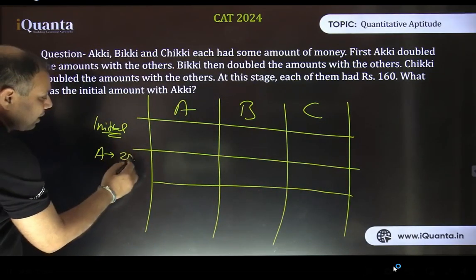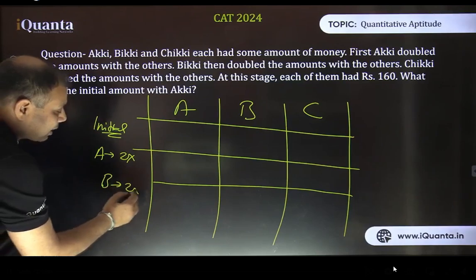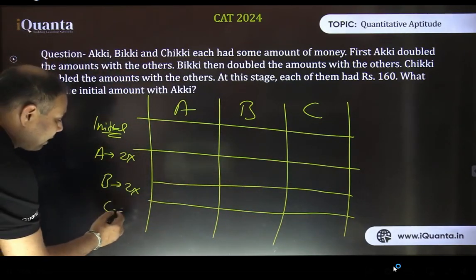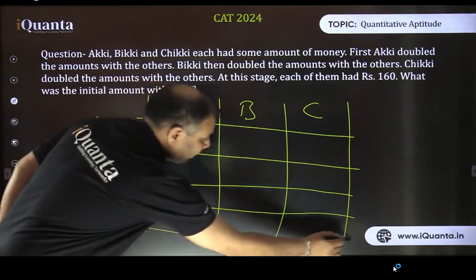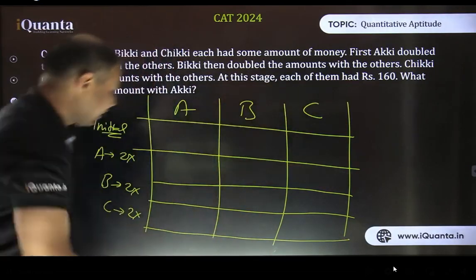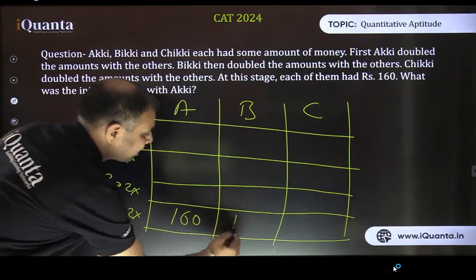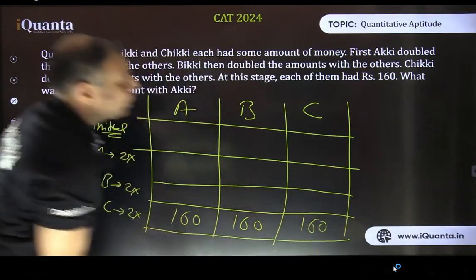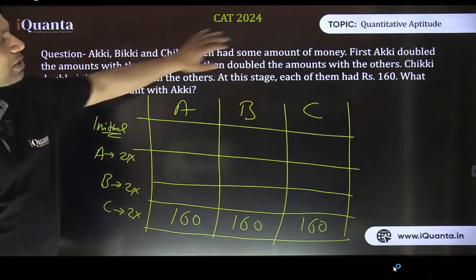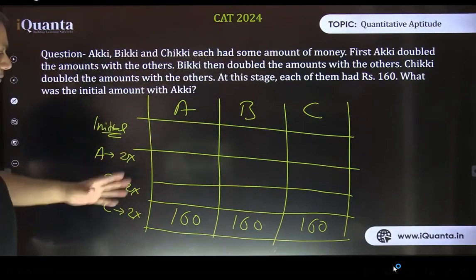So this is the first case when Aki doubles the amount of others. Then B doubles the amount of others. Similar thing happens. So this is the amount after B has doubled the amount of everyone. And then finally C doubles the amount of everyone. And these are the final amounts now. When C doubles the amount of everyone, at this stage each of them had rupees 160. So that is the numerical data given to us. 160, 160, 160. So the question is, what was the initial amount with Aki? Till this point, is it clear? I have just written everything which is given in words here in the format of a table.